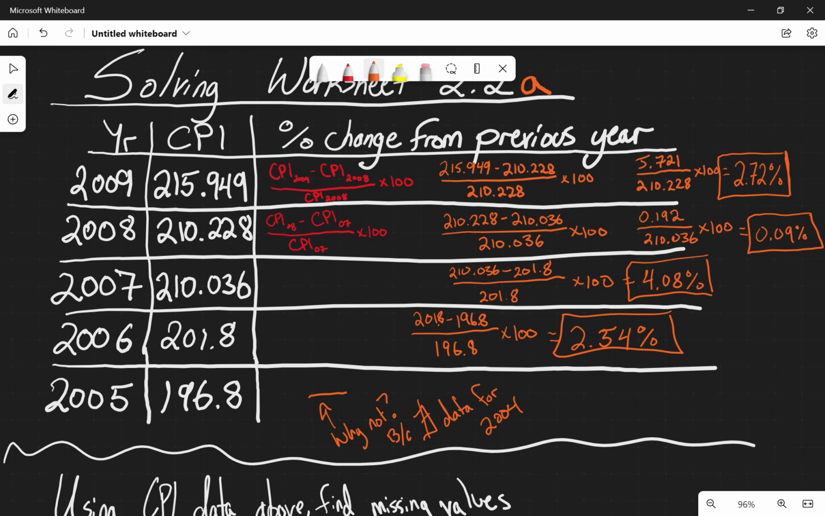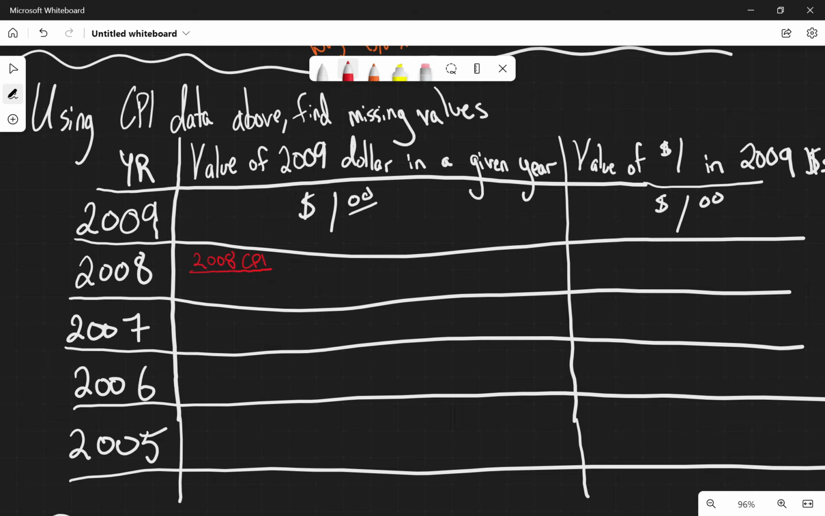Then we're asked, using the CPI data above, let's find the missing value. This is where it starts to get tricky. In order to find the value of a 2009 dollar in 2008, we actually need to divide the 2008 CPI by the 2009 CPI.